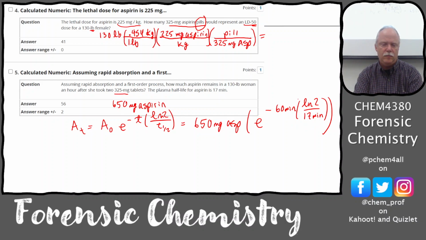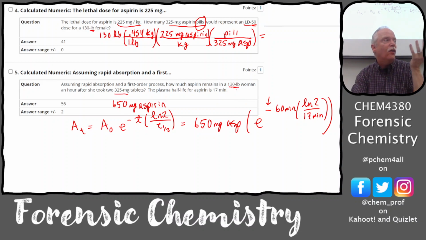So let's see. Just make sure I did the work right. Don't forget to change the sign, and then do the e to the x, and then 650. 56.229. Yeah. A place where people go wrong is they miss this negative right there. Okay. Were you tripped up by having the mass and not knowing what to do with it?